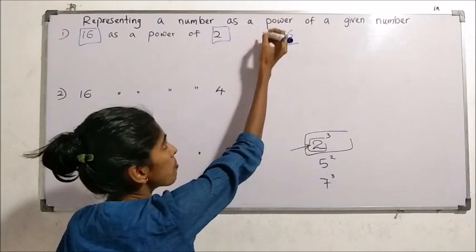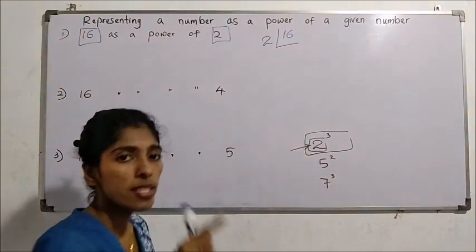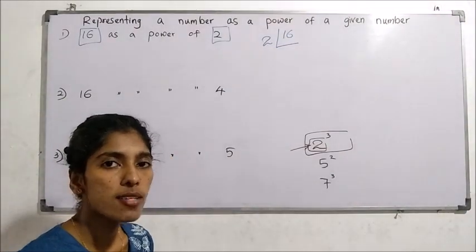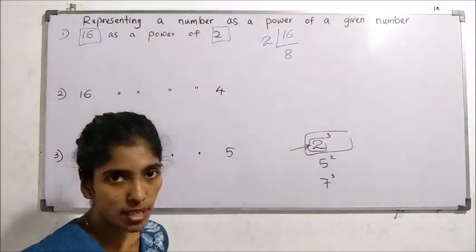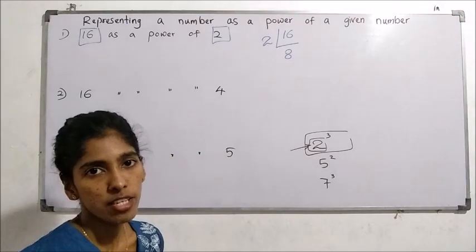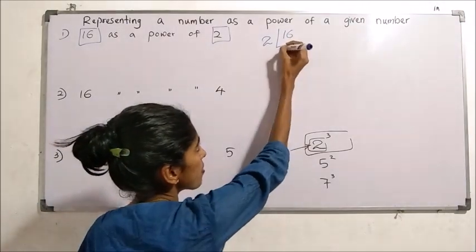Dividing by what? By this number 2. Okay, 16 divided by 2, what is the answer? 8. I am writing it down. Okay, then again I need to divide this answer by 2.